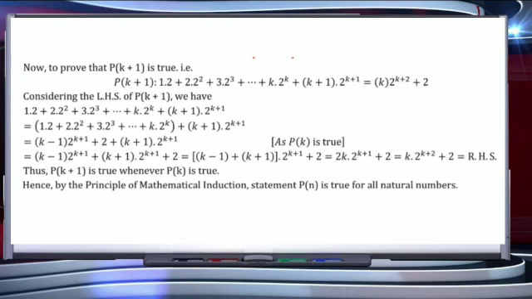So here we are going to simplify the LHS. For the terms till k into 2 raised to power k, we are substituting the value as k minus 1 into 2 raised to power k plus 1 plus 2, that is from P of k. Plus k plus 1 into 2 raised to power k plus 1. Simplifying, we are getting the same value as on the RHS of k plus 1. So hence our P of k plus 1 is true whenever P of k is true. Thus by the principle of mathematical induction, our statement P of n is true for all the natural numbers n.